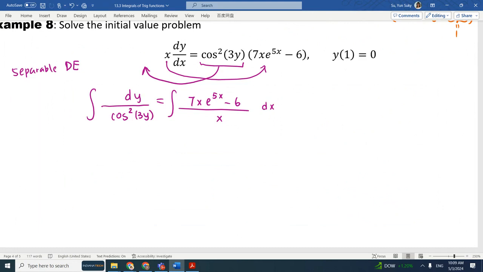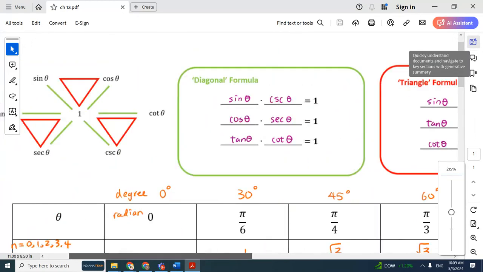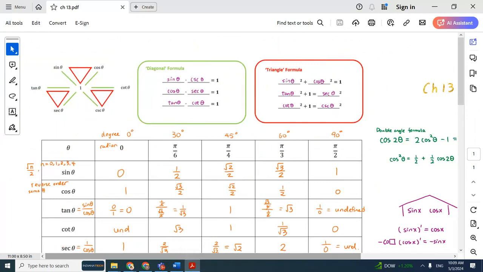But what is 1 over cosine? Use the trig identity. What's 1 over cosine? 1 over secant. Okay, so this is the concept map, right, everybody? And this is the hexagon. Do you see sine times cosecant is 1? Cosine times secant is 1. Therefore, 1 over cosine is secant. So that's why I gave you the top one. Use the hexagon to fill out the trig identities.